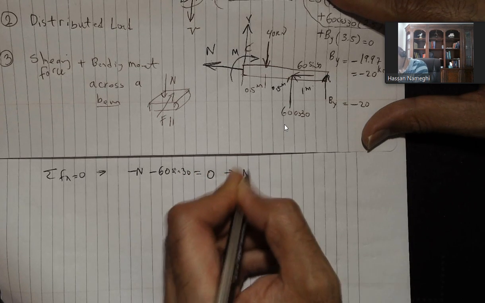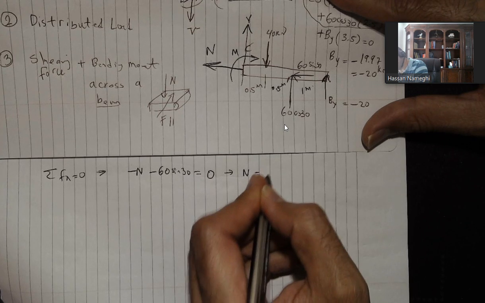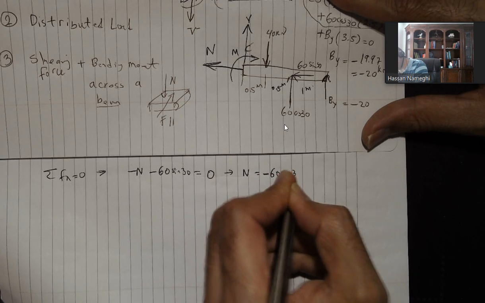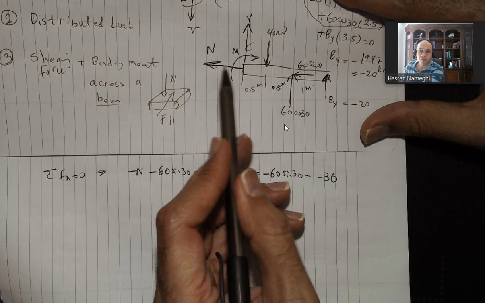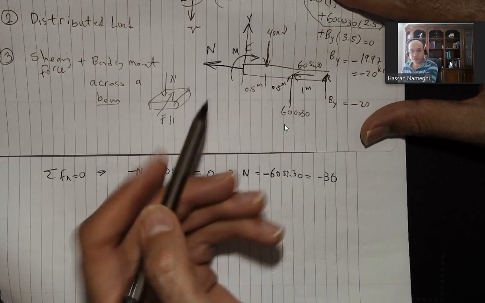Then from here, I'm going to get the normal force is equal to minus 60 sine 30, which will be minus 30. So what does this mean? This means the normal force is the other way around. It's not that direction, it's the other direction.